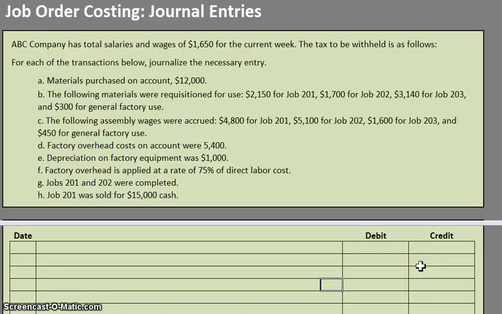Today we're going to be doing the journal entries for job order costing. Since we are using job order, every time we're dealing with any type of work in process inventory or finished goods inventory, I'm going to be using the individual job indicator for each of those accounts. Your professor might not want you to do this, so please be sure to clarify with him or her.